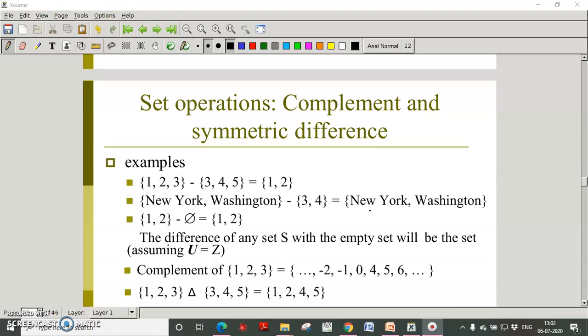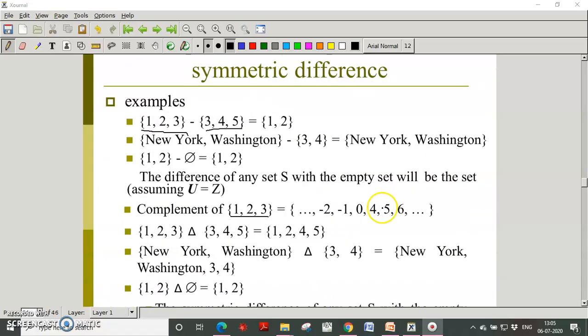Here we have taken an example for practice. Look here, one set contains 1, 2, 3, another set contains 3, 4, 5. When you find the difference, A difference B means the elements which belong to A but do not belong to B. There are two elements which belong to A but not to set B: 1 and 2. Similarly, you can also find the difference between this set and this set. You will get the elements of the first set because there is no common element. Okay, similarly you can also find the difference of this set. There is no common element, so you will get the exact first set.